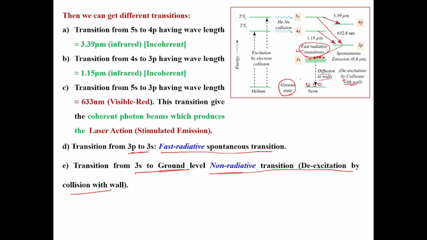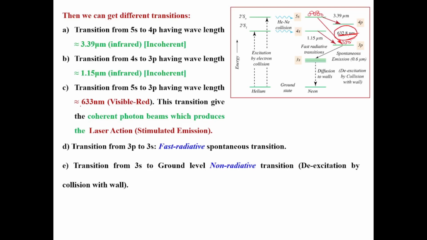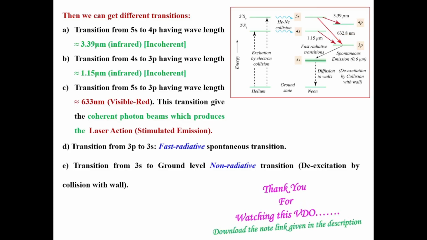Again, the same procedure will happen. Helium will collide with neon, which will be excited and de-excited by various transitions, but mostly population inversion is created between these two levels, and we get the laser action at 6328.8, or around 633 nanometer. Okay, so this is all about the helium neon laser.